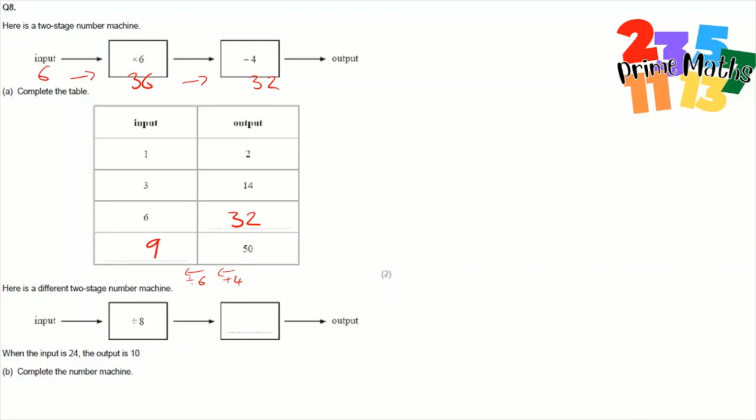When we're given a different number machine, it says when the input is 24, the output is 10. 24 divided by 8 gives us 3, and then we would add 7 to give us 10. So completing the number machine, we put plus 7.